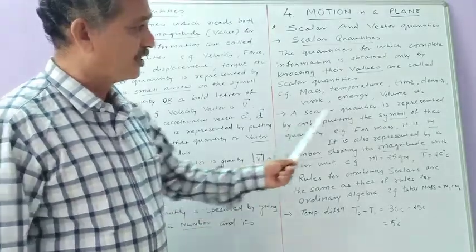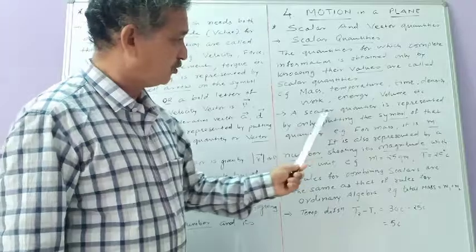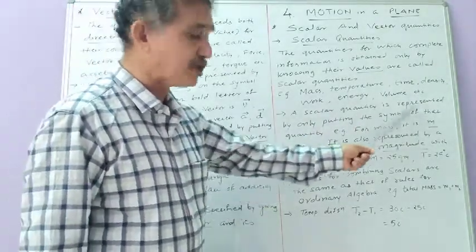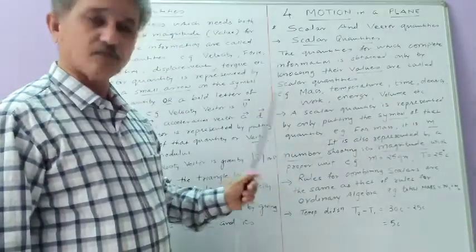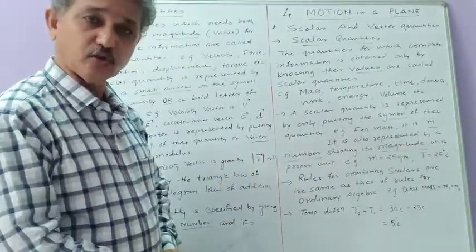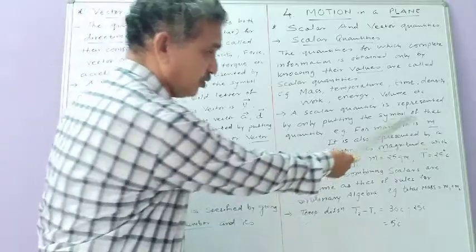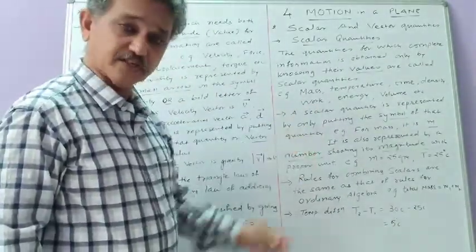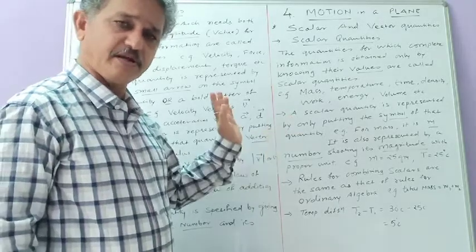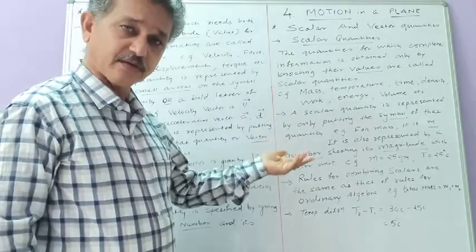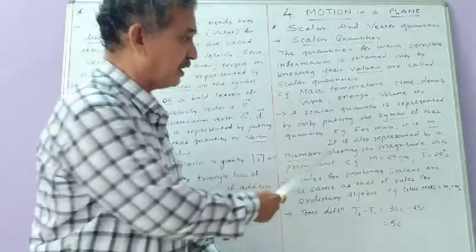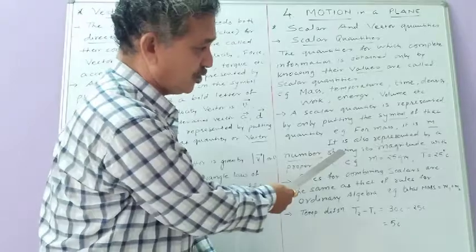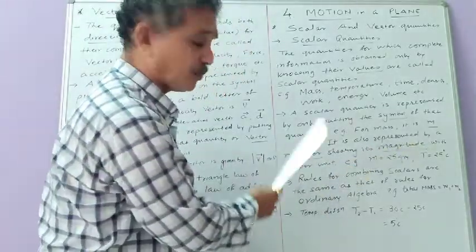Now a scalar quantity, how is it represented? A scalar quantity is represented by only putting the symbol of a given physical quantity. As for example, you want to mention the mass, you write simply m. As for example, you want to mention the temperature, you write capital T. Let you want to mention the time, you write simply t. Then it can also be represented by a number showing its magnitude with proper unit.